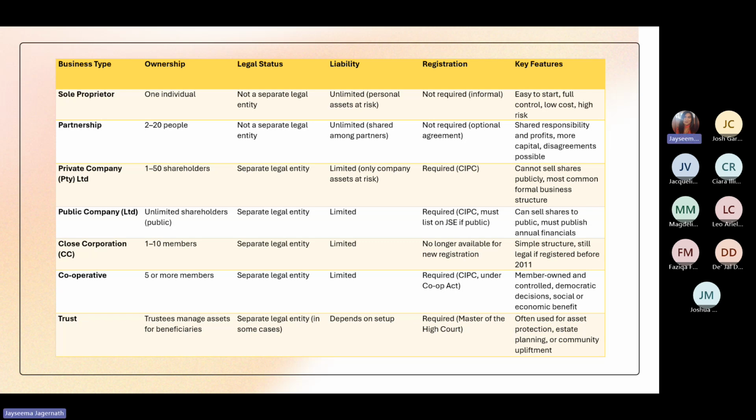Okay, so in your exam or in your assignment, the minute you see the Johannesburg Stock Exchange, it's a public company. If you see shareholders that are not listed, or you cannot just go and buy off that company, it's a private company.